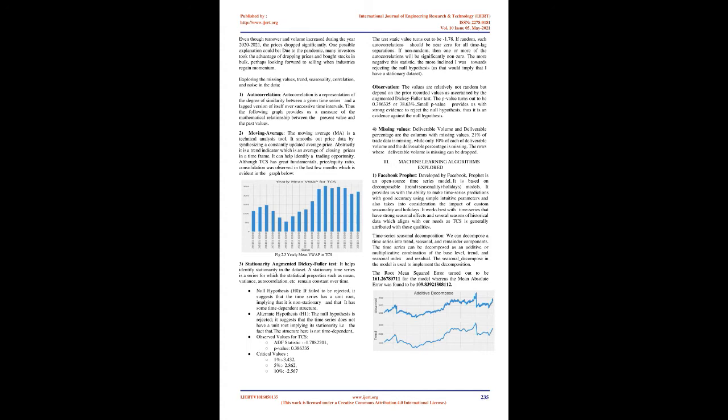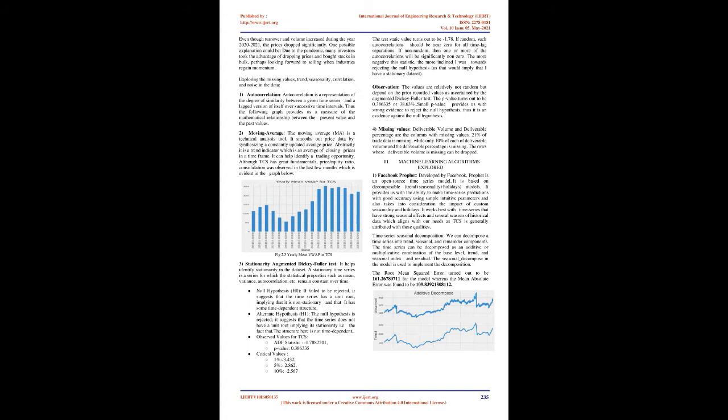If random, such autocorrelations should be near zero for all time lag separations. If non-random, then one or more of the autocorrelations will be significantly non-zero. The more negative the statistic, the more inclined I was towards rejecting the null hypothesis, as that would imply that I have a stationary dataset. Observation: the values are relatively not random but depend on the prior recorded values, as ascertained by the augmented Dickey-Fuller test. The p-value turns out to be 0.386335 or 38.63%. A small p-value provides us with strong evidence to reject the null hypothesis, thus it is evidence against the null hypothesis.